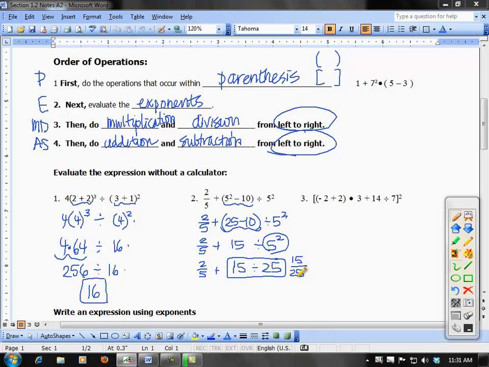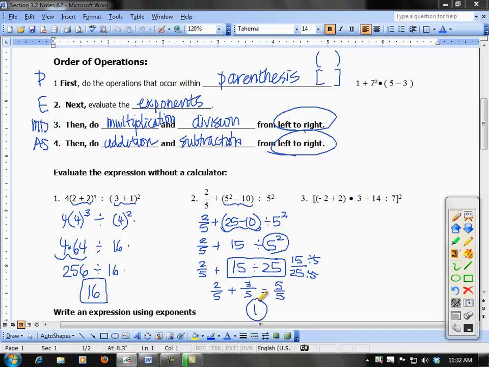So I can take this fraction and reduce it. And what I end up getting is 2/5 plus, if I divide both of these by 5, 15 divided by 5 is 3, 25 divided by 5 is 5. So 2/5 plus 3/5 is 5/5. And we're not going to leave our answer like that. We're going to write our answer as 1.